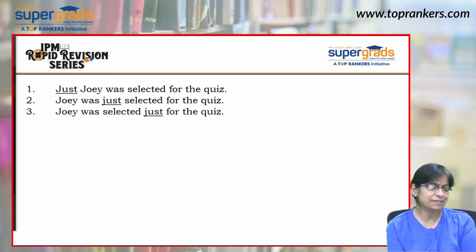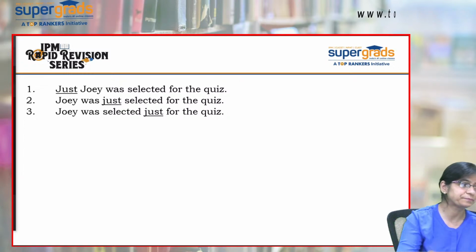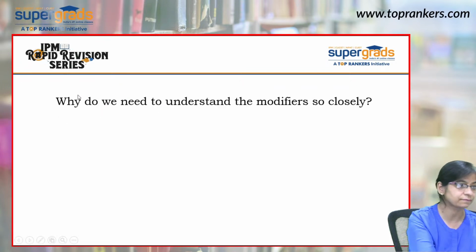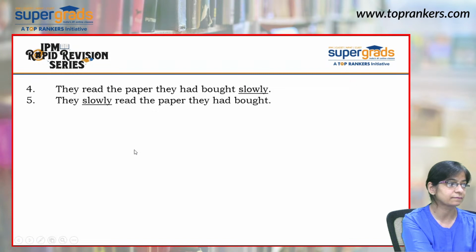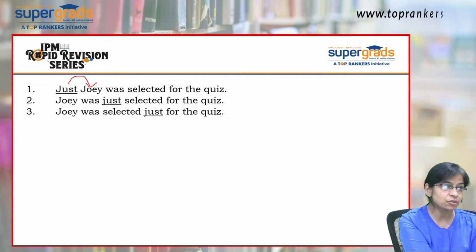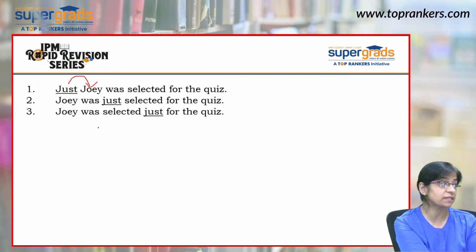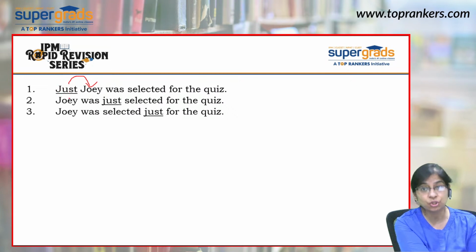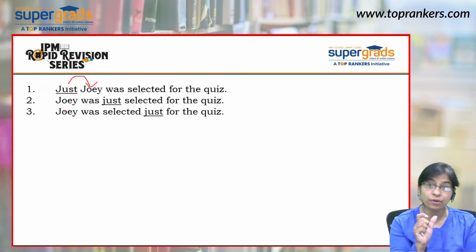Well, let's do this together. See, when I place just here in this sentence, just next to the subject of the sentence, Joey, the word just modifies Joey. That is, it tells you more about Joey.